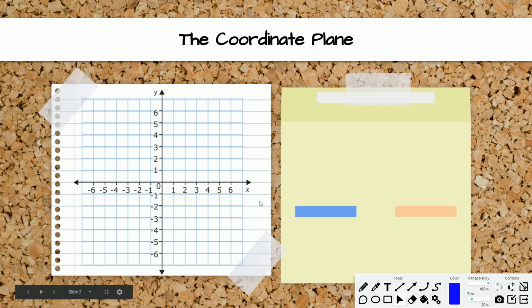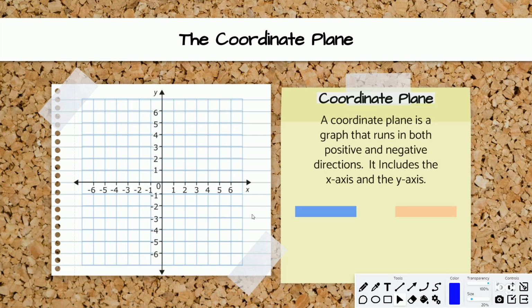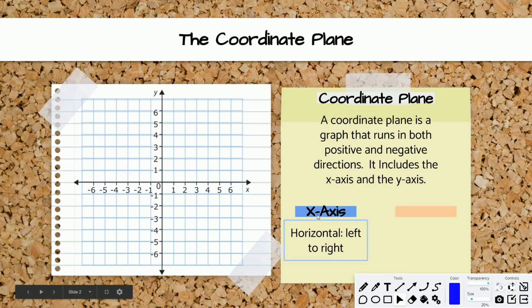The first thing that we need to know about is just what a coordinate plane is. A coordinate plane is a graph that runs in both positive and negative directions. It includes an x and y axis. So we have positive numbers over here and negative numbers over here, and then we have positive numbers up here and negative numbers down here, on both of the different axes. The x-axis runs from left to right. And again, on the x-axis, there are positive numbers on the right and negative numbers on the left.